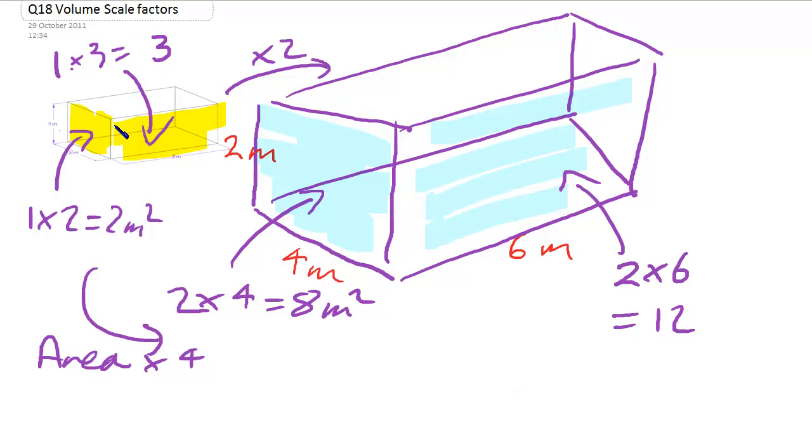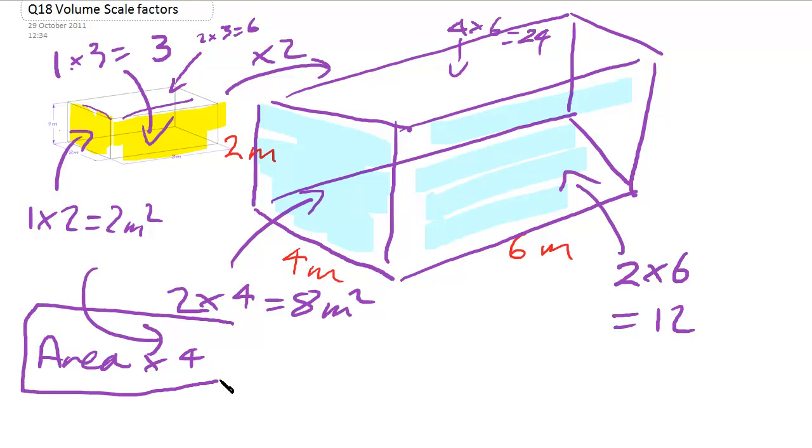And let's just check with another measurement, which is not 1 times something. If we do this face here, this is 2 long by 3 long that way, so it's 2 times 3, and that equals 6. Whereas this side, we've got 4 times 6, which is 24. Again, 4 times bigger. So all the way around, the areas are increased by a factor of 4.